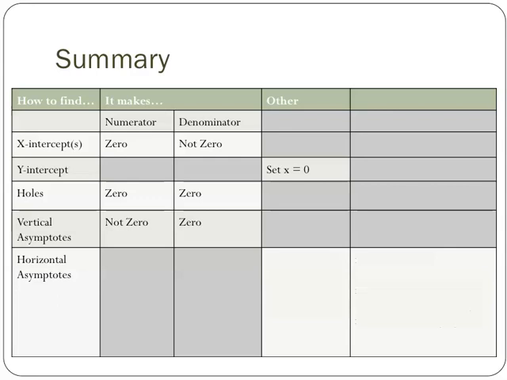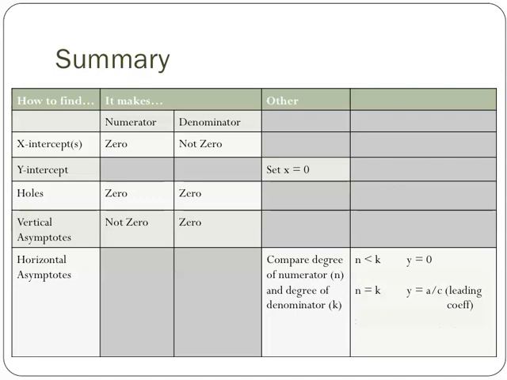And then horizontal asymptotes, you compare the degree of the numerator and the degree of the denominator. If n is less than k, horizontal asymptote is y equals 0. If n is equal to k, y is equal to a divided by c, so those are the leading coefficients. And if n is greater than k, then you have a slant asymptote, and to find that slant asymptote, you will have to do polynomial division. And that's the summary of all the different parts of the rational function that you're going to have to find. Next time we will be talking about how you go about graphing rational functions after you've found all these pieces of information.